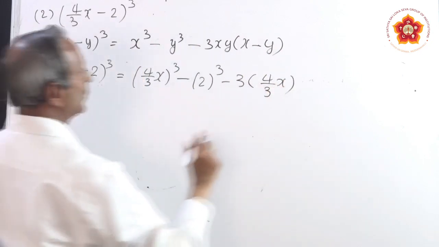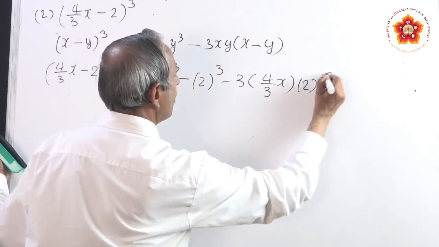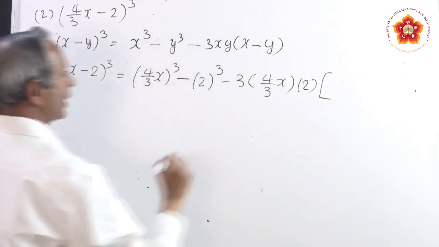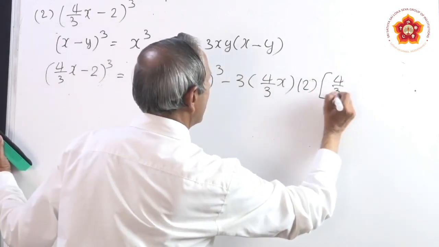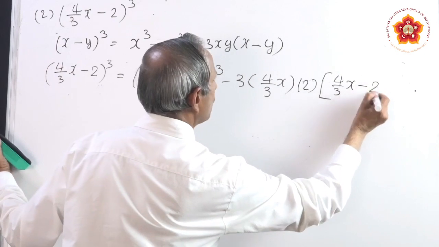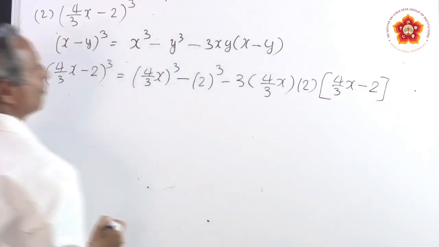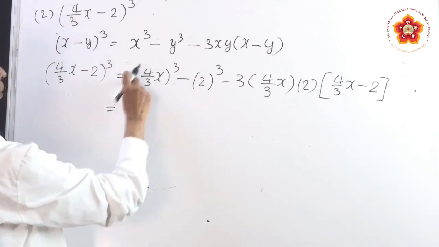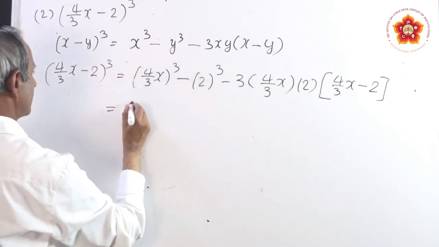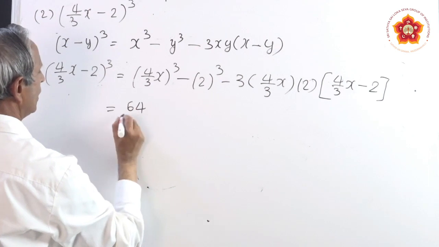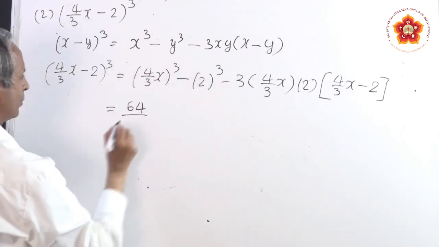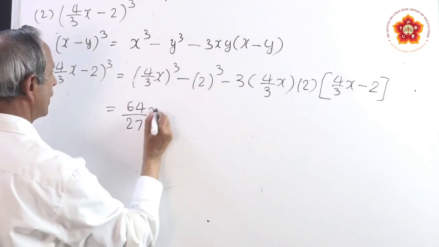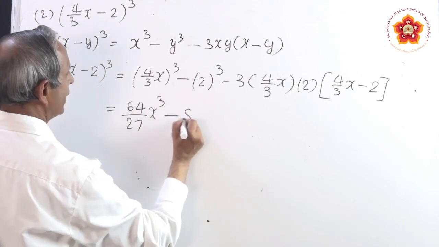In place of b, write 2. Then x minus y becomes 4 by 3 x minus 2. Now let us simplify and get the answer. Now 4 by 3, three times if you multiply, you will get 64 by 27 x cube, and minus 8 here.